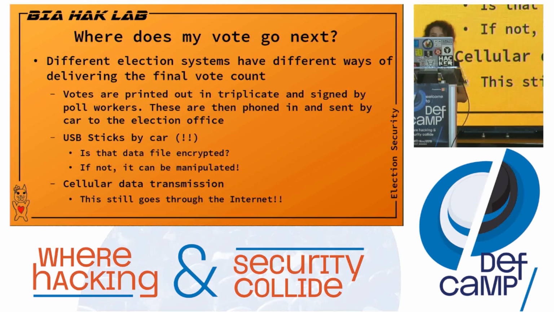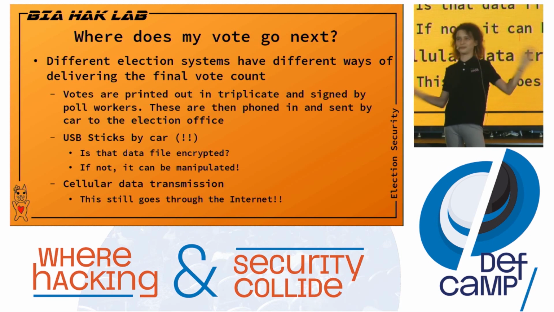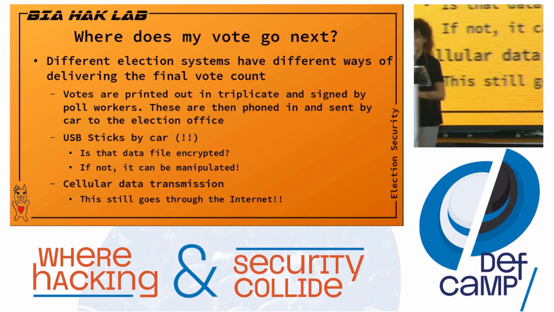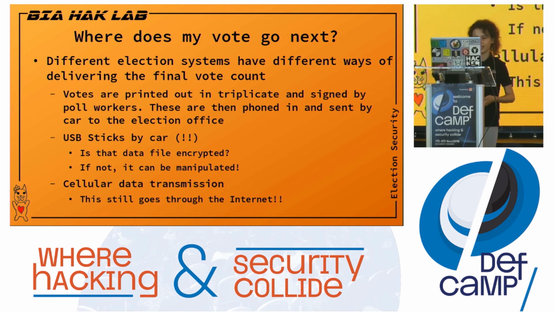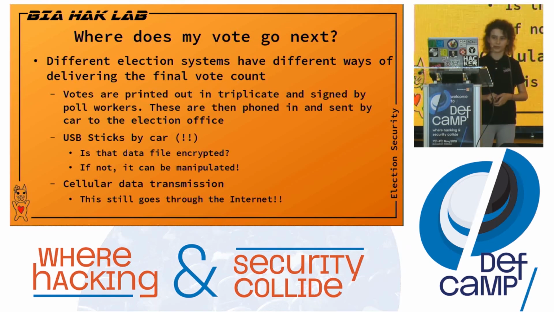Some machines report their counts by cellular data transmission. This still goes over the public internet. But we all know how secure the internet is, right? Yeah. It is also worth stating that there is no established chain of custody rules for any of these delivery methods.